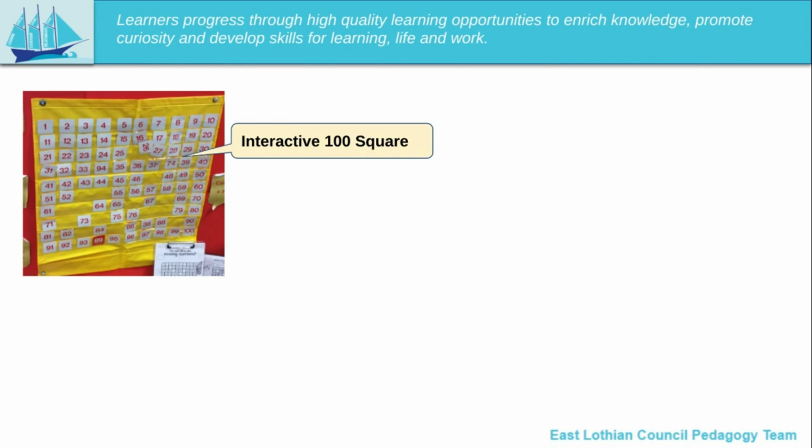An interactive 100 square is a lovely resource to have. There's, again, loads of things you can do with it. These ones are nice because you can turn the cards around and you can show different patterns in numbers, or you could turn one around and they have to see what the missing number is, or you could turn a few around. You can look at all sorts of different patterns with times tables. So again, there's lots of ideas you can use for that. You could involve the children, and the children could be turning over the numbers and creating the pattern for the day.